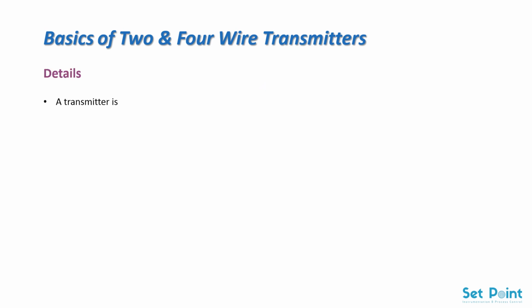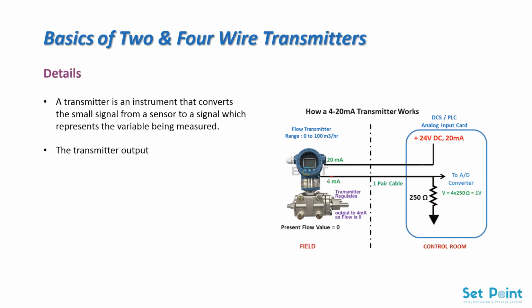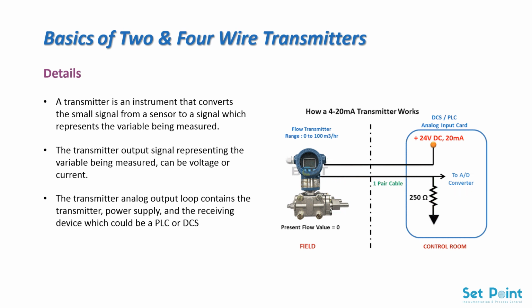A transmitter is an instrument that converts the small signal from a sensor to a signal which represents the variable being measured. The transmitter output signal representing the variable being measured can be voltage or current. The transmitter analog output loop contains the transmitter, power supply, and the receiving device, which could be a PLC or DCS.